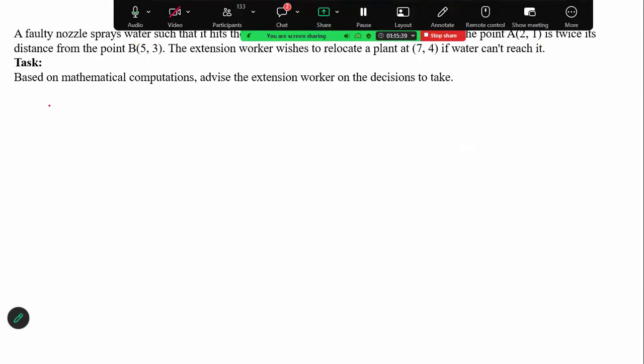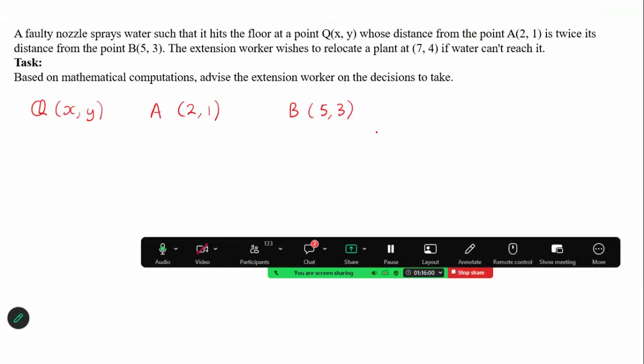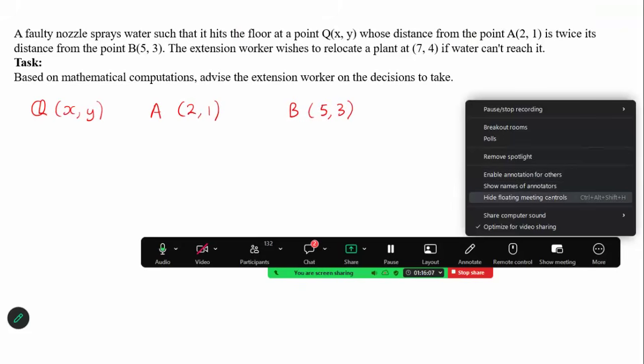So I'm going to first summarize what I have. I have my point Q, which is (x, y). I have my point A, which is (2, 1). I have my point B, which is (5, 3). What does the question want me to do? Now, you read again the item. Don't read it at once and then you go away. Read it until you feel you have understood.